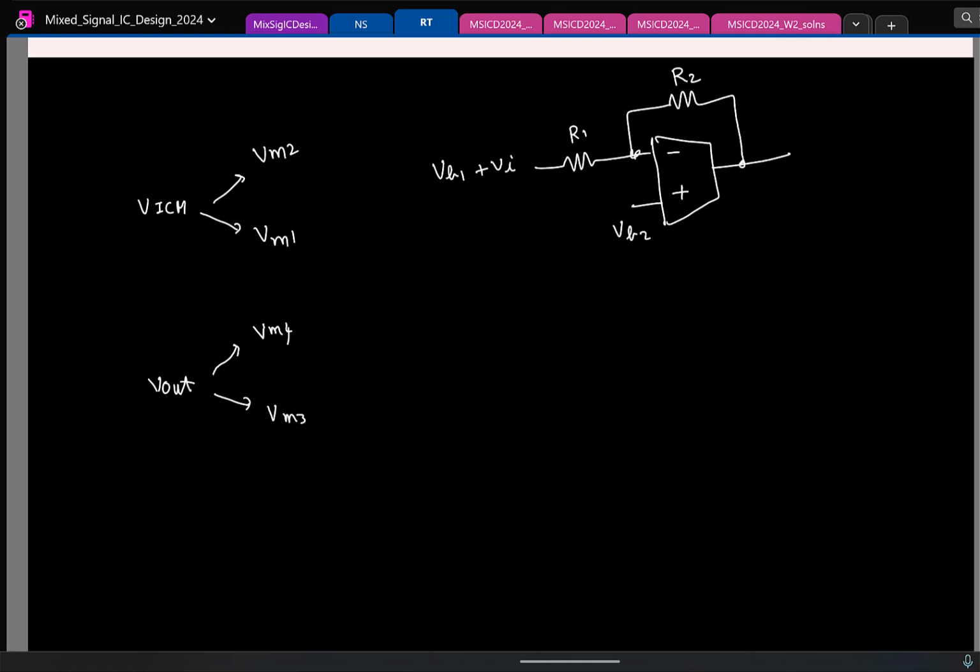Remember, VICM is the common mode input, that is essentially the average of the inverting and the non-inverting terminals. What is the average potential of these two? VB2, fine, because again assume that this is almost close to VB2. So I know that VICM is equal to VB2. So directly I get the range for VB2. That's all.